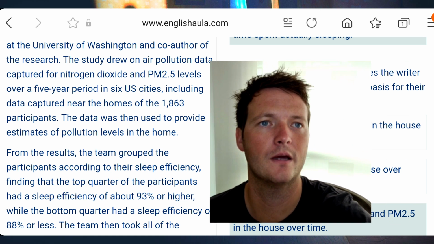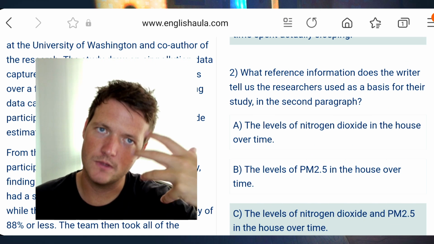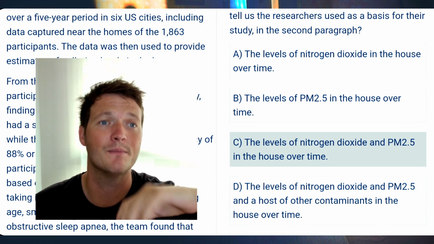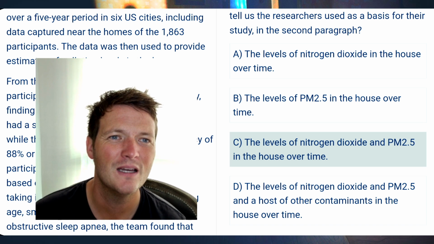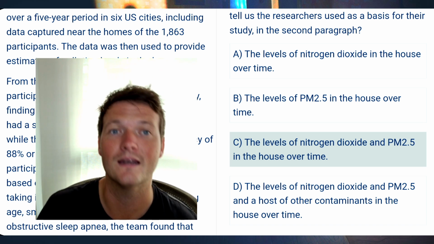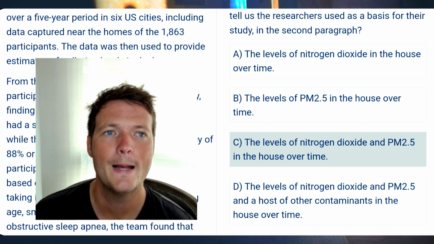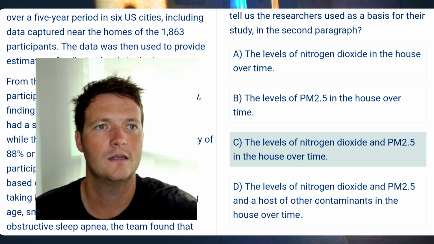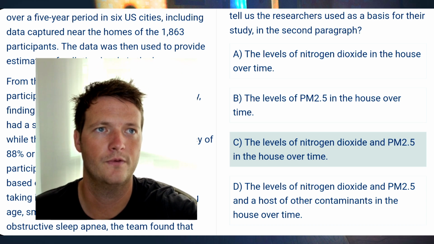That was their theory, their hypothesis, right? They gave an estimate of those two in the house over time. The other contaminants, I don't think so. I don't think there are other factors like age and smoking and snoring apnea. But I think the answer is C. I think it's the levels of nitrogen dioxide and PM2.5.